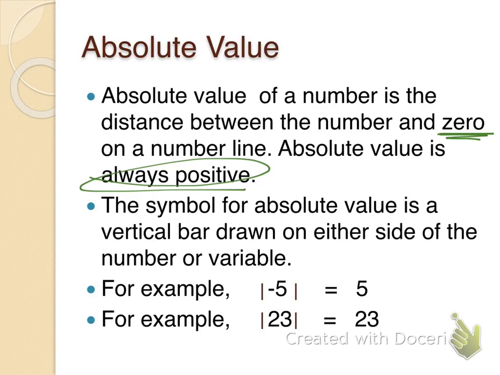Alright, for example, the absolute value of -23 is still positive 23. I would be moving backwards, but I'm still moving those spaces. Absolute value is kind of like walking. Just because I'm walking backwards doesn't mean I'm walking negative steps. I'm still taking those steps, I'm just moving in a different direction.